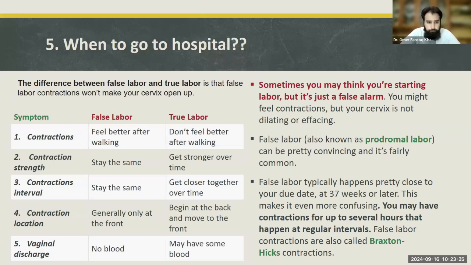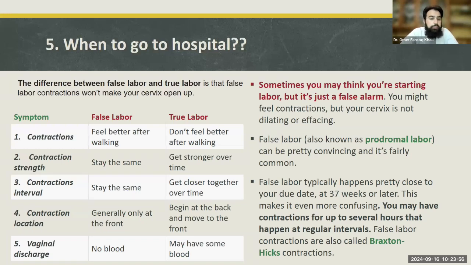In false labor, when a woman feels better after walking, that contraction is a false labor contraction. But in true labor, your contractions get stronger when you start walking. In true labor, the women are encouraged to walk more and more to ease the process of labor. But that's not the case with false labor.